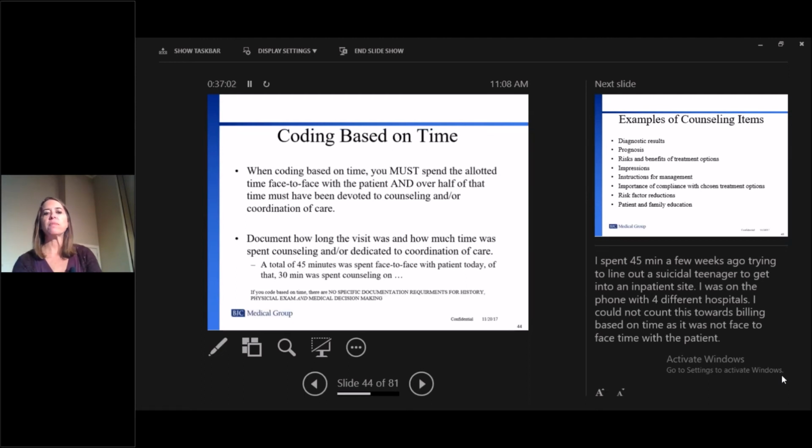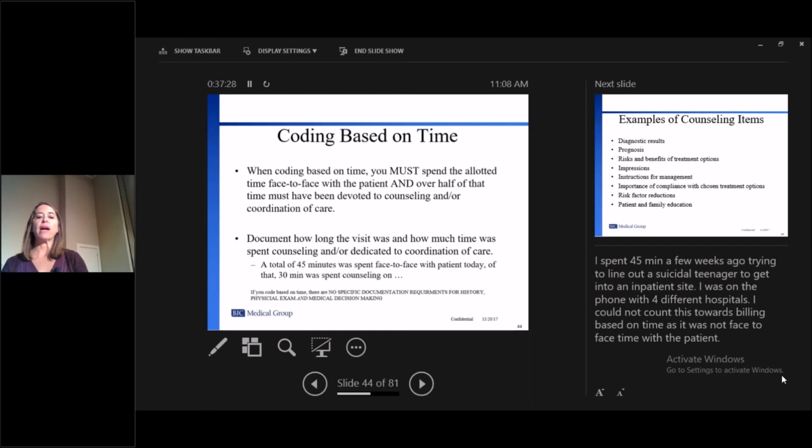So the next thing we're going to talk about is coding based on time. When you're coding based on time, you must spend the allotted time face-to-face with the patient, and over half of that time has to be devoted to counseling or coordination of care. For this, in your note, you have to document how long the visit was and how much time was spent counseling and or dedicated to coordination of care.